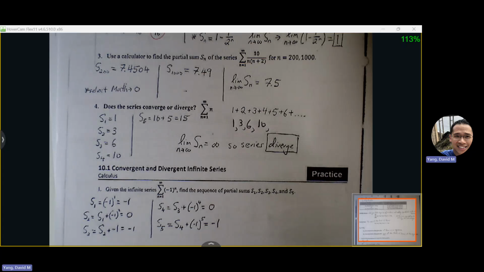Those partial sum sequence of terms is also not headed towards a specific number. So because the sequence of partial sums is not headed towards a ceiling, we can also conclude that this series is not going to converge, but it will diverge.